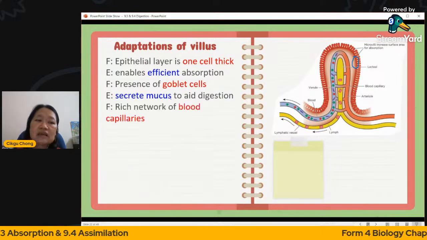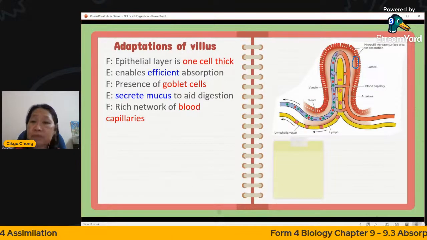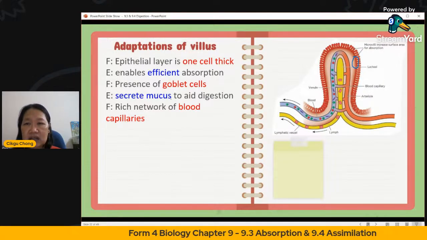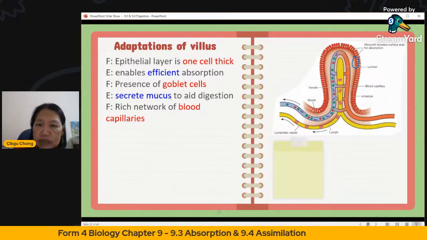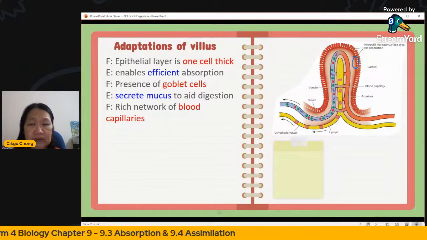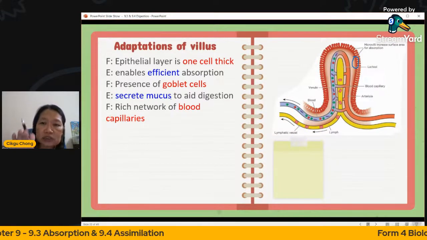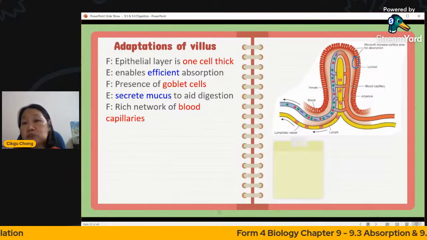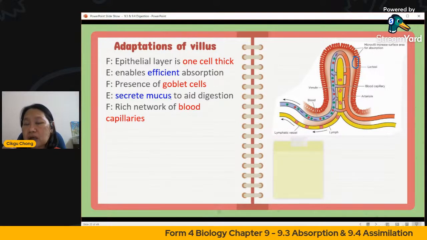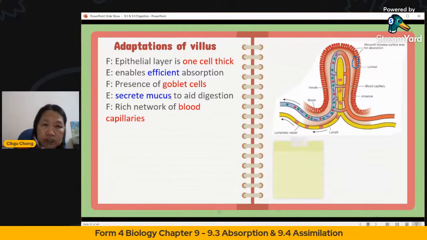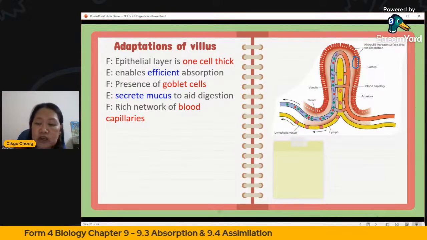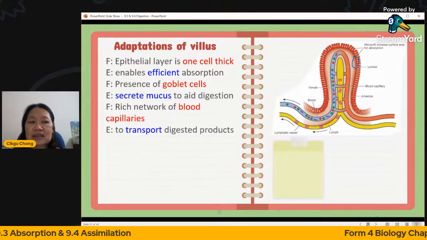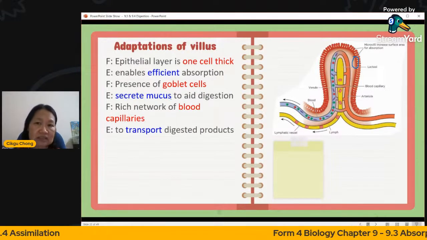Next, a rich network of blood capillaries. You can see here, the orange line is blood, and the blue one is also blood capillaries. It passes into each villus, and the function of this is to absorb the nutrients. Once it goes into it, it will take it away. It will be transported to where it is needed. Later we will see where it goes. It is to transport digested products.